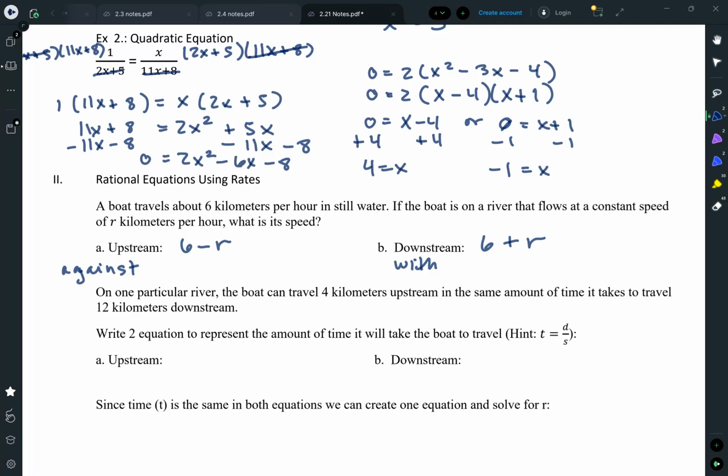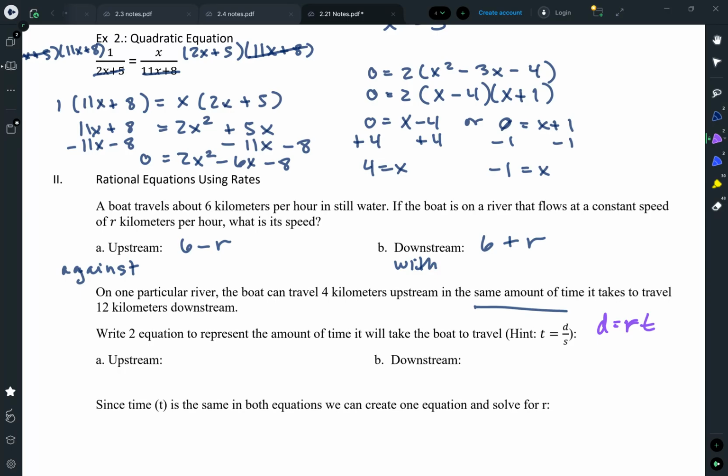So on one particular river, the boat can travel 4 kilometers upstream in the same amount of time it takes to travel 12 kilometers downstream. Write 2 equations to represent the amount of time it will take the boat to travel. Hint, T equals D over S. So what they're really getting that from is our distance equation, distance equals rate times time. And because the R stands for rate, which is our speed, but there's already an R in the problem, they're just calling it S instead.